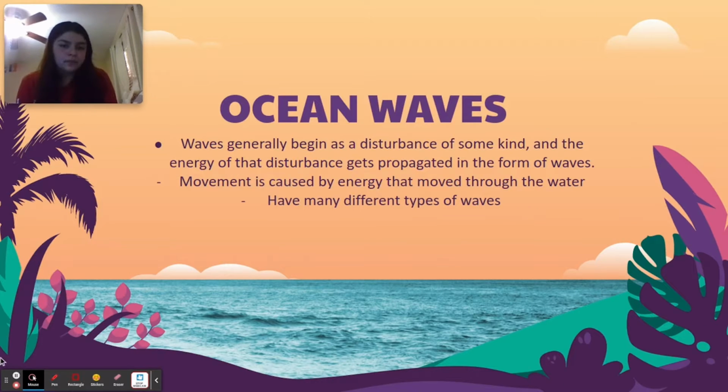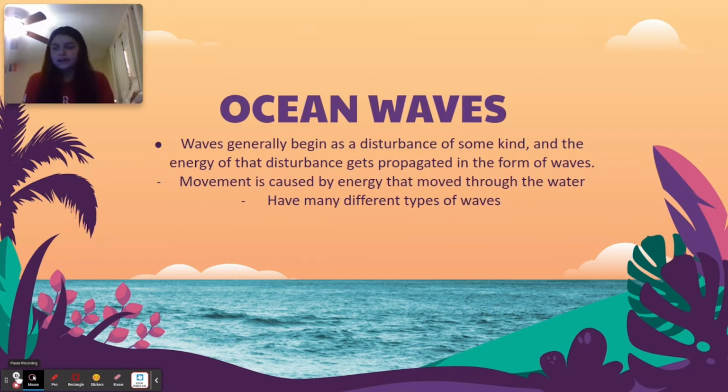Waves generally begin as a disturbance of some kind, and the energy of the disturbance gets formed into some sort of wave. Movement is caused by energy that moves through the water. And waves have many different types of forms, and I will be discussing that in my next slide.